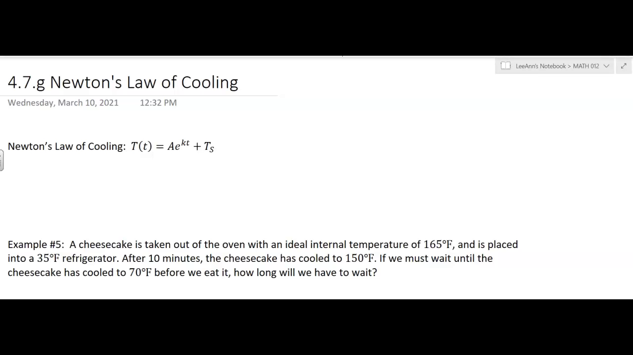So a formula is only good as we know what the different pieces mean. Now, it's very common in science formulas for lowercase t to be time. And I want to say this is in hours, but maybe minutes. They'll tell us. I think it's in minutes. And then uppercase T is going to represent temperature. The A here, I'll come back to that. The T sub S, that's the temperature of the room.